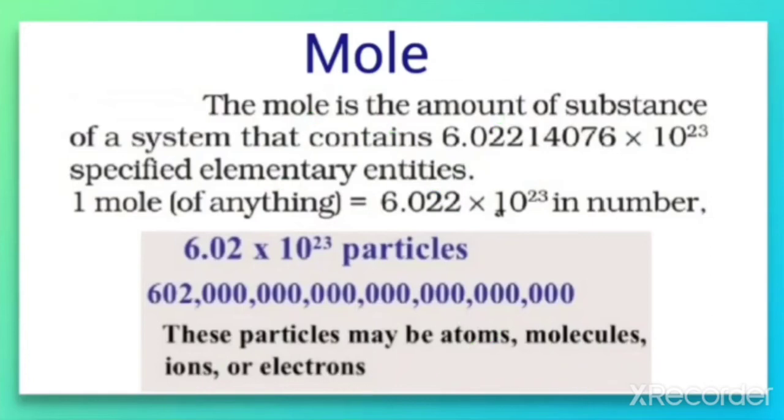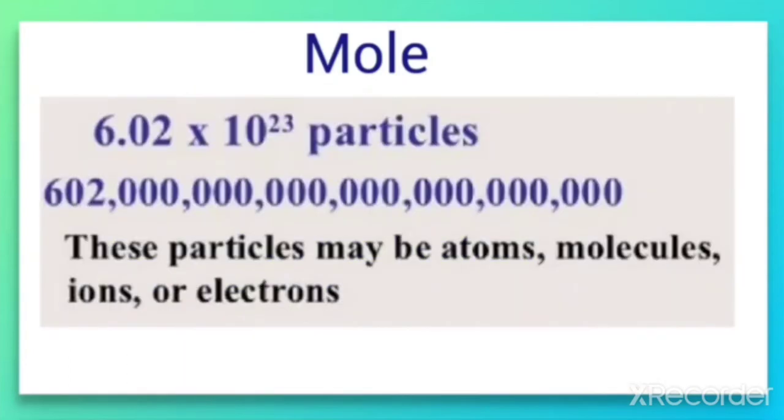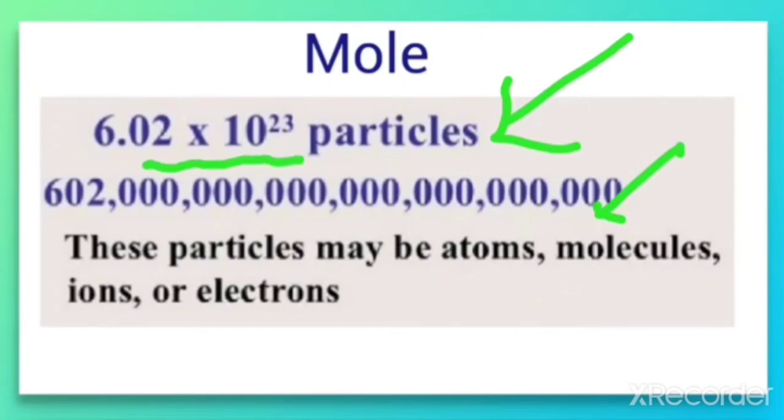So 1 mole of atoms means this much number of atoms. 1 mole of molecules means this much number of molecules. 1 mole of electrons means this much number of electrons. Since this number, 6.022 into 10 raised to power 23, is not easily written in this way, because when you're writing it, it always happens that you will miss out a 0, in order to make it more convenient, we'll be writing this value as 6.02 into 10 raised to power 23.